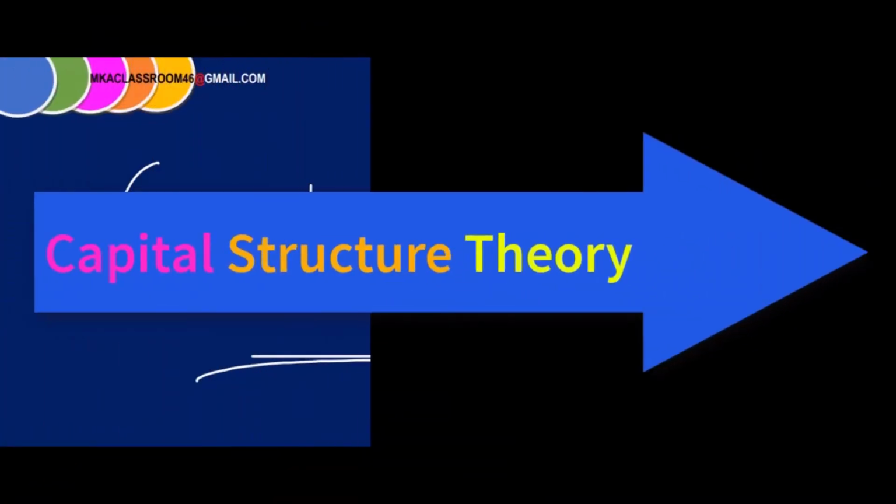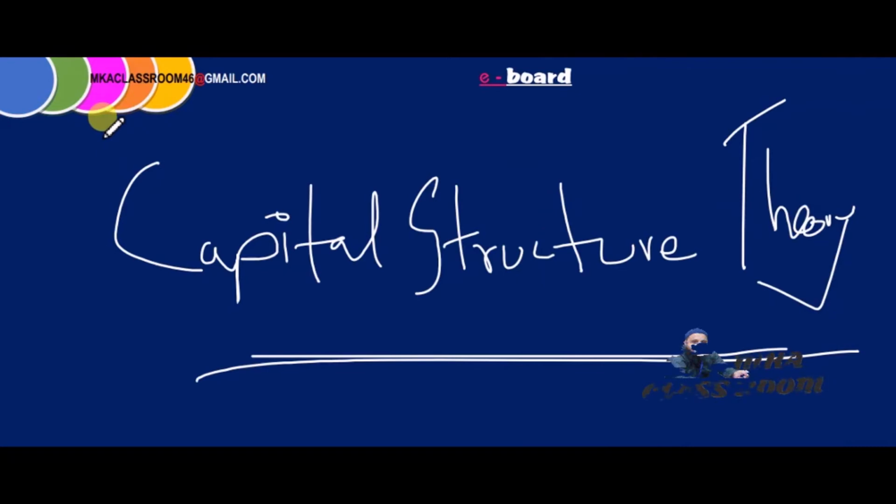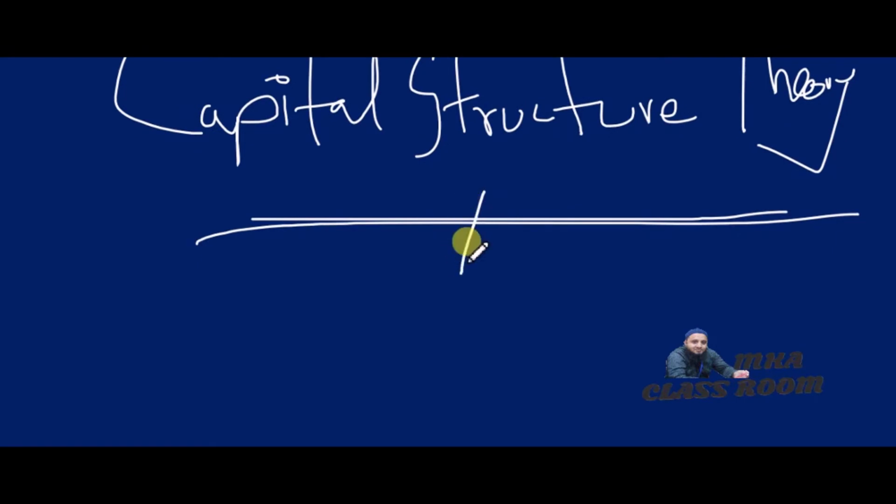Capital structure theory, this is our today's topic. Actually, capital structure theory deals with the relationship between a company's capital structure and its total market value. So we will see that this capital structure theory is related to the total market value of the share of the company.